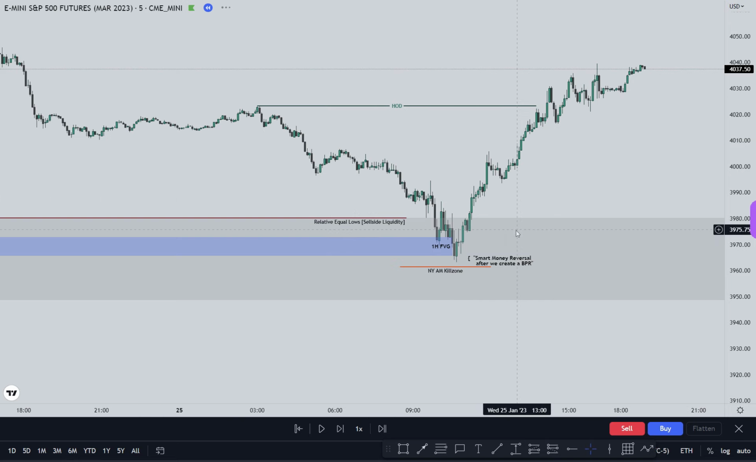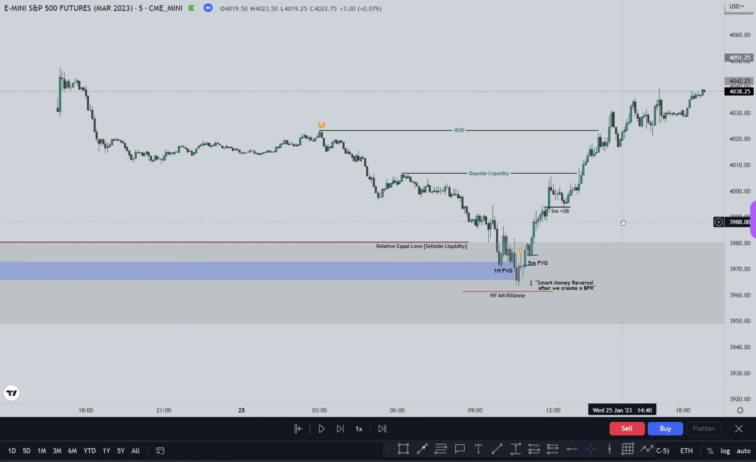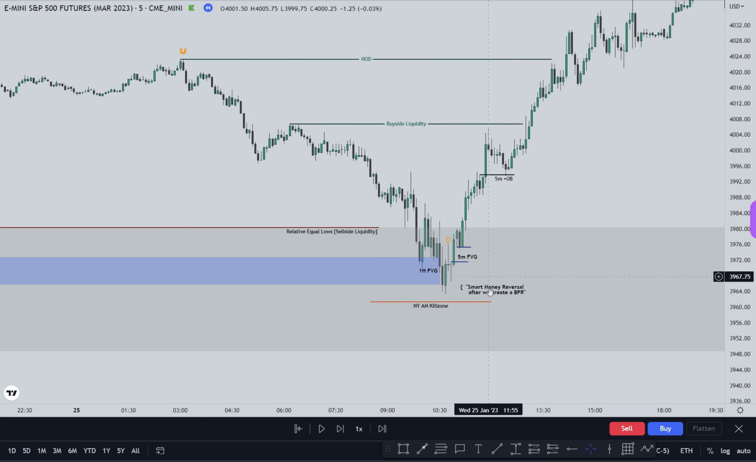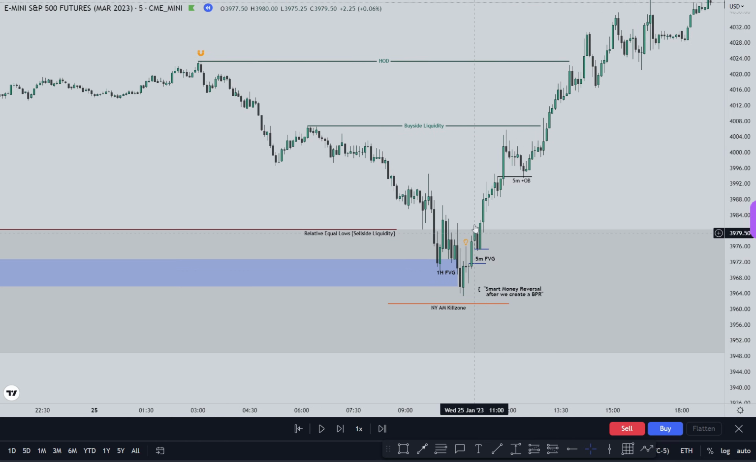We drop down to the 5 minute. What do we see? On the 5 minutes, after we took out the sell stops, tap the 1 hour fair value gap, we create a short-term high. And in the kill zone, we break that short-term high aggressively. And we leave behind a 5 minute fair value gap. That's your long entry. You can go long right in there.